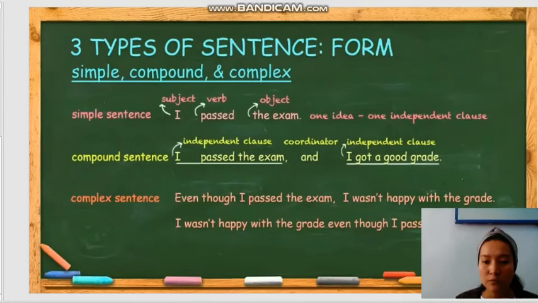So here as well, the first one is a dependent clause. Even though I passed the exam, this is a dependent clause, and I wasn't happy with the grade, this is an independent clause. It can stand alone as a sentence.